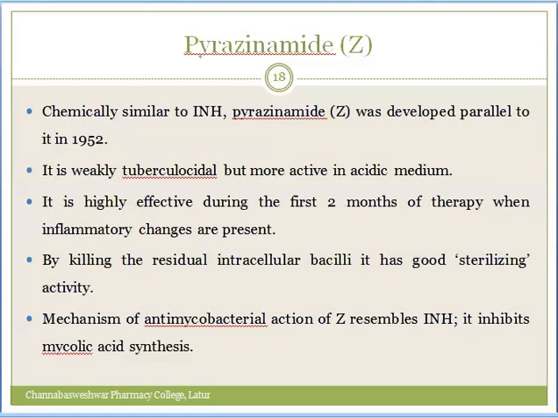Now the next drug, we'll discuss pyrazinamide, which is abbreviated as Z. It is chemically similar to isoniazid, and was developed parallel to it in 1952. Pyrazinamide is weakly tuberculocidal, but it is more active in acidic medium. It is highly effective during the first 2 months of therapy when inflammatory changes are present. By killing the residual intracellular bacilli, it has good sterilizing activity. The mechanism of antimycobacterial action of pyrazinamide resembles INH, that is, it inhibits mycolic acid synthesis.